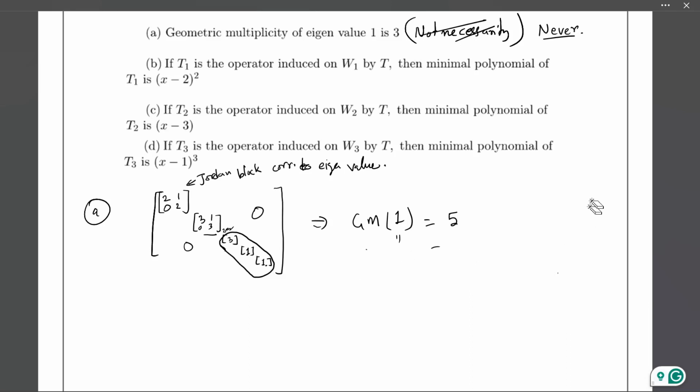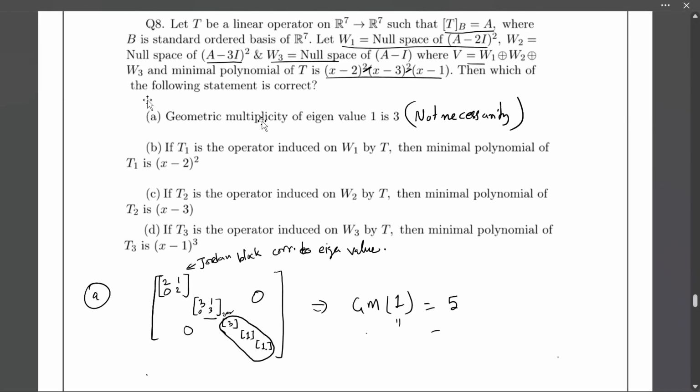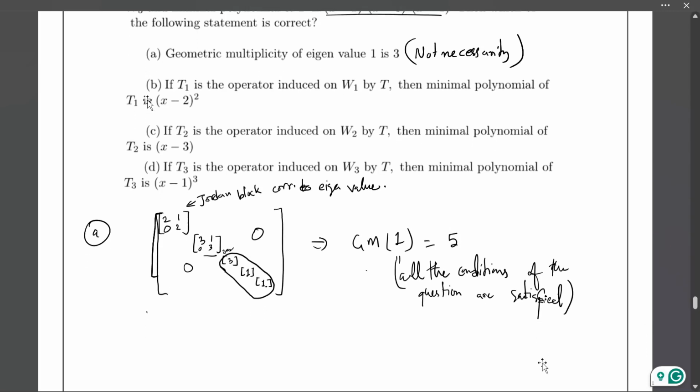So this is not necessarily true. Sometimes it can be true, as someone was pointing out right now. Sometimes it can happen to be true, but in this case we are failing. And if you see in the hypothesis of the question, all the conditions of the question are satisfied here. Satisfied, but we are failing.